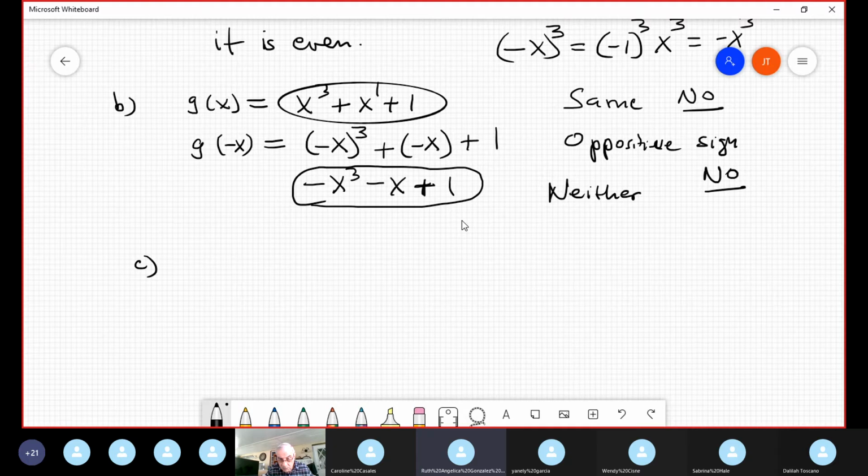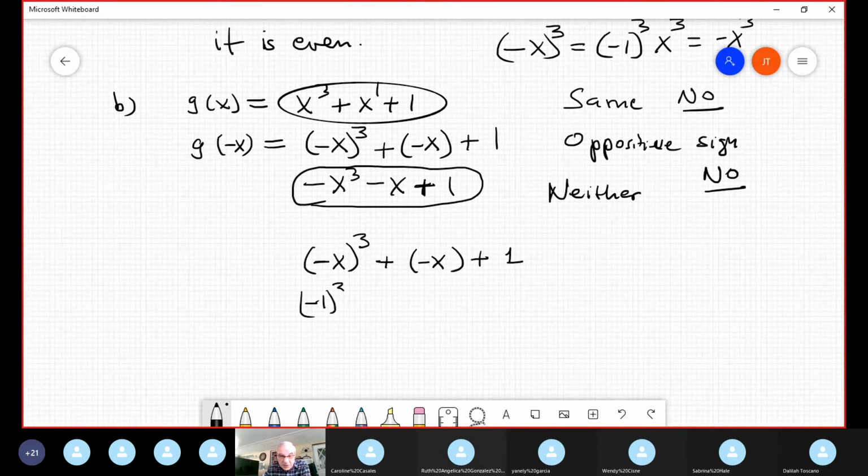I don't understand why it gives you minus x cubic. Look at that, the reason is clear. You replace x for negative x, and you manipulate a little bit: negative x cubic plus minus x plus 1. Okay, but I know this negative works like a negative 1, no? It's negative 1 cubic, the same exponent, and x cubic.